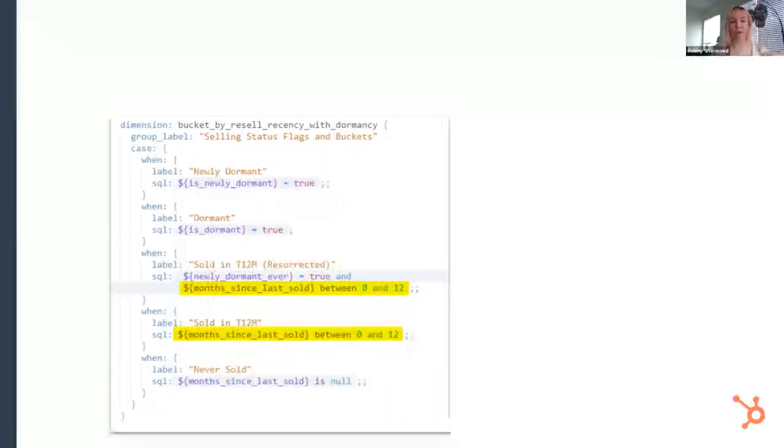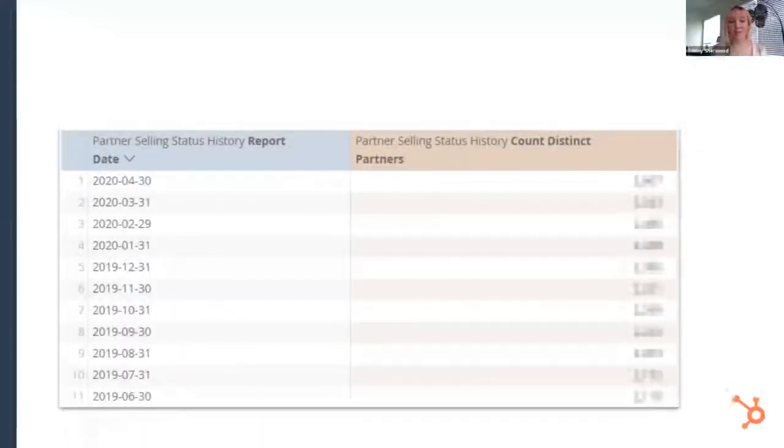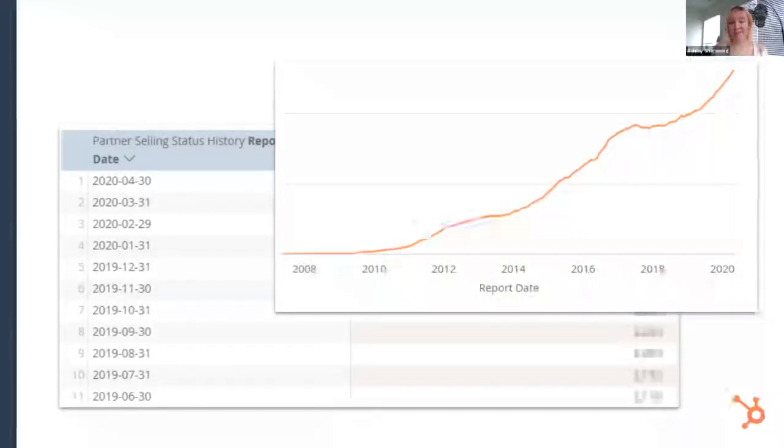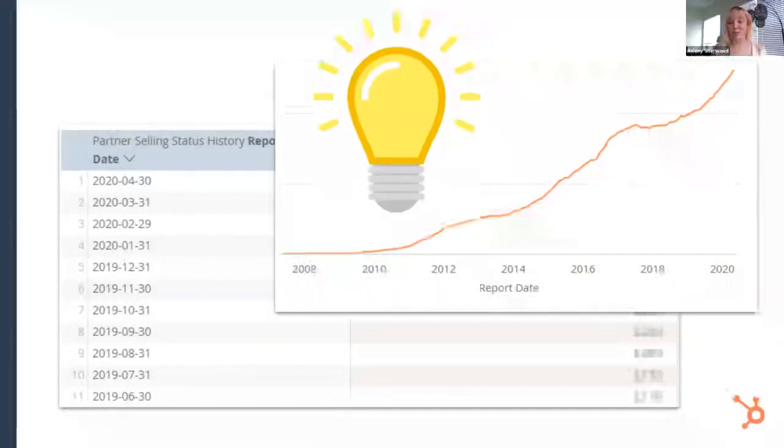So still building just up from that framework of months since last sold, this lets us say for any of our partners at any month in time, whether they were newly dormant, they'd sold in the past 12 months but been dormant before, which we called resurrected, whether they'd been selling actively with us or whether they'd never sold. With this framework, the report to show that trend over time was as simple as the report dimension and account. And then from there, we got our trend. And from there, we had actual insight into what was happening in our partner accounts over time.